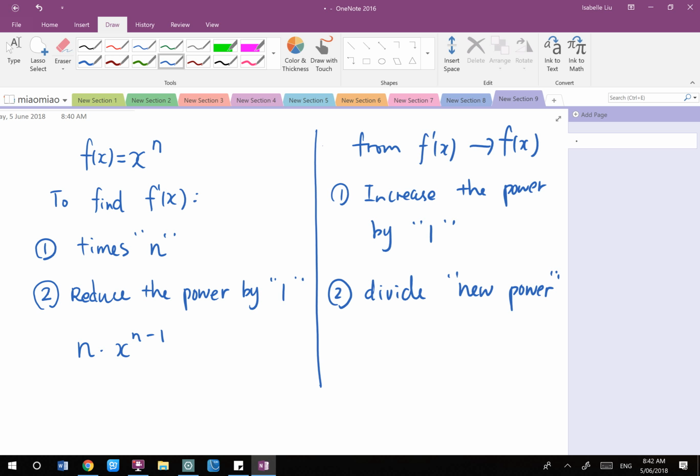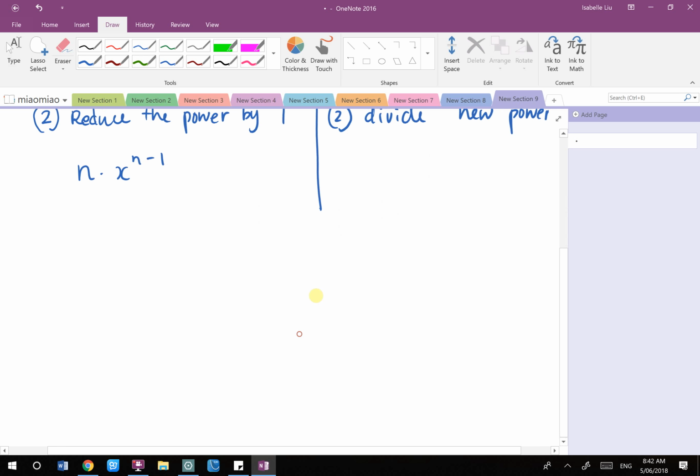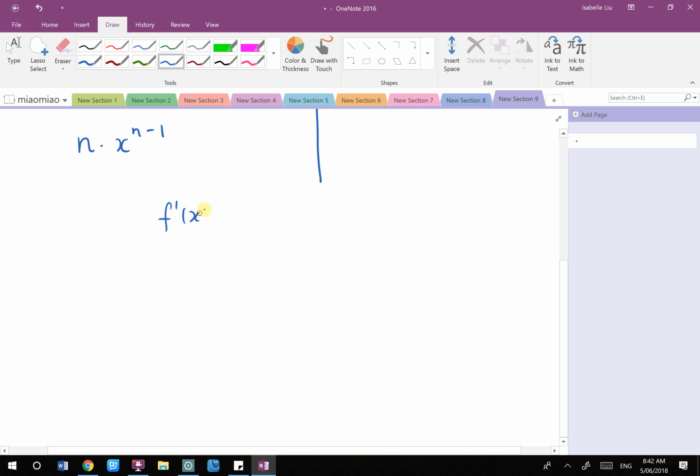Now we need to recover the power and get rid of the constant we multiplied before. So we need to increase the power by 1 and then divide by the increased power. So the power was 3 and then increased by 1 becomes 4. And now we need to divide by 4, because originally we multiplied by 4. We did not multiply by 3, we multiplied by 4. So it is the reverse, opposite process. We go step 1, step 2. Now we need to go back, so step 2 first and then back to step 1. So when we have f'(x) equals x to the power of n, our derivative function equals x to the power of n.